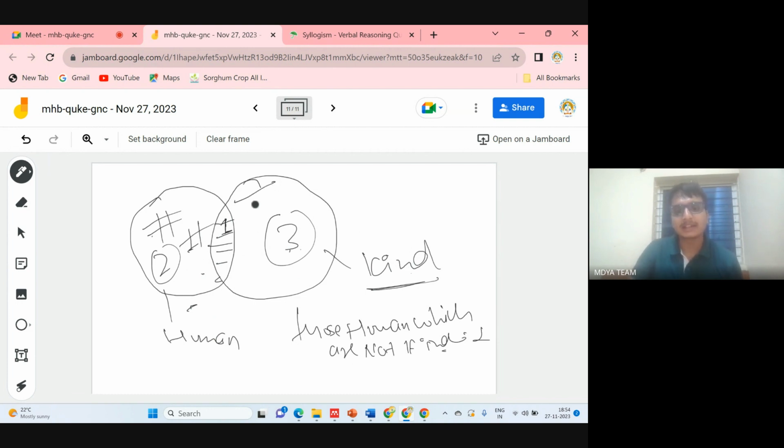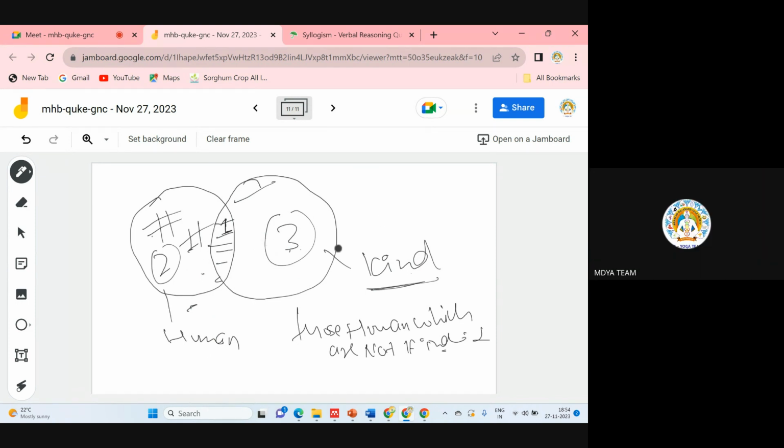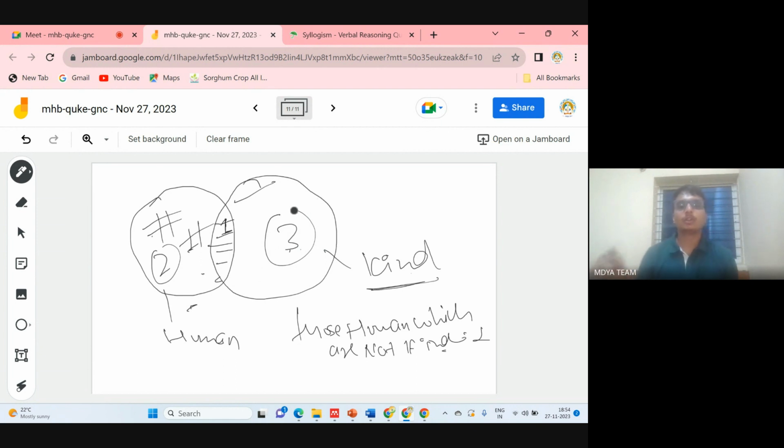Okay, what does this area indicate? Only kind. Those kind entities which are not human. They can be animals, they can be deities, God, anything. But those kind entities or creatures are not human. Now is it clear how to read this Venn diagram?